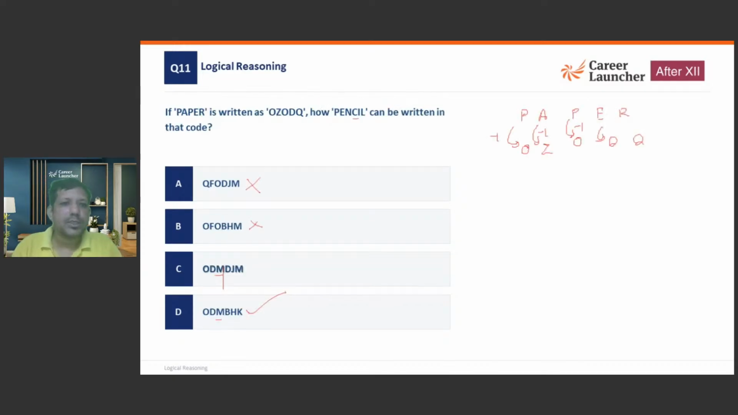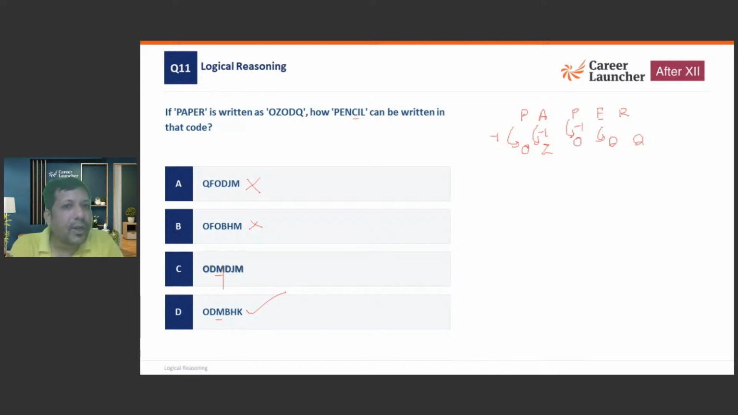How means? Every alphabet is going back by 1, isn't it? We are doing minus 1, Arshi, everywhere. So P minus 1 comes out to be O, right? E minus 1 comes out to be D. So with the help of these two, I can eliminate option A and option B.